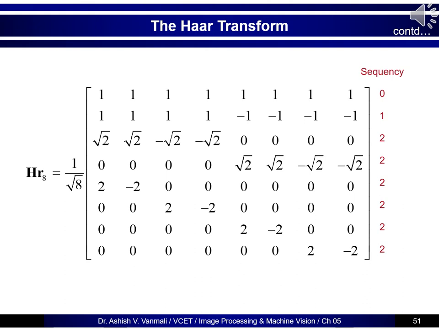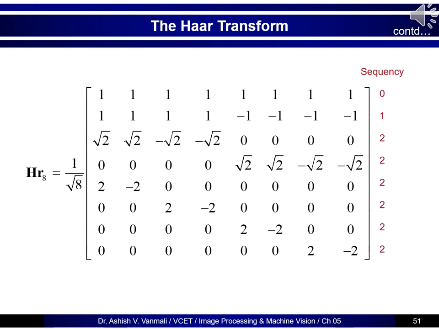Now if you observe the frequency of this matrix, the first row has frequency 0. The second row will have frequency 1 and the remaining rows will have frequency 2. In fact, for any Haar matrix that you generate, the first row will always have frequency 0, the second row will always have frequency 1, and all the remaining rows will have frequency 2. That means the maximum frequency that you will get for a Haar transform is always 2.